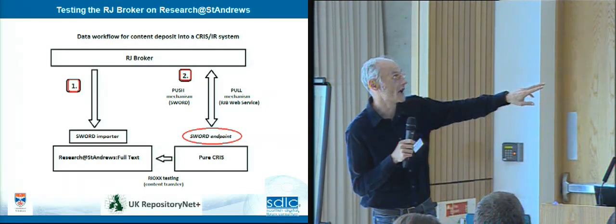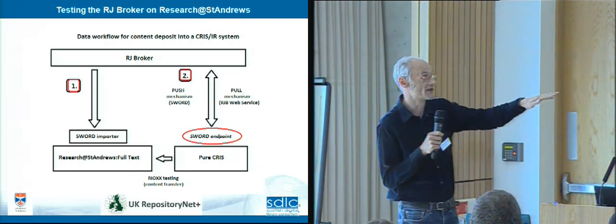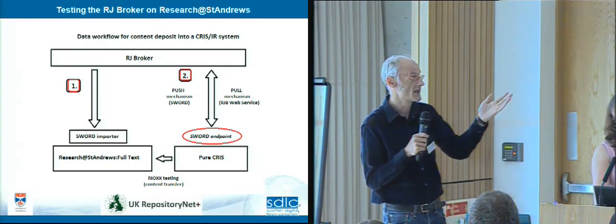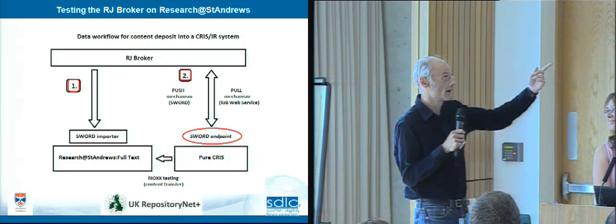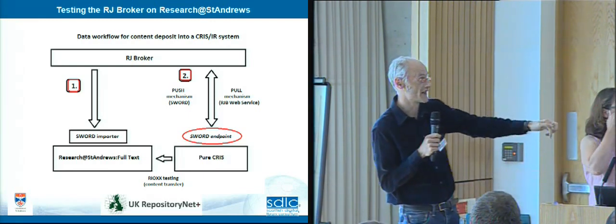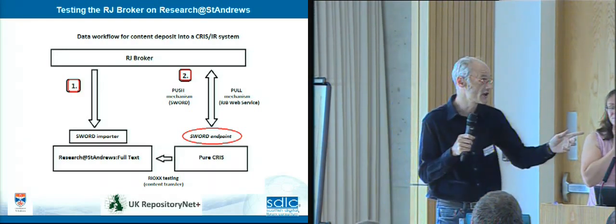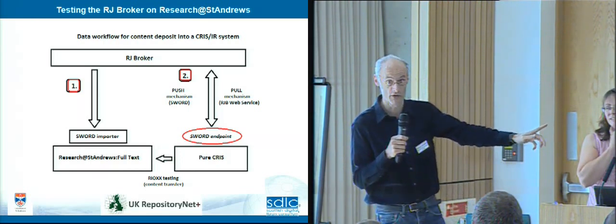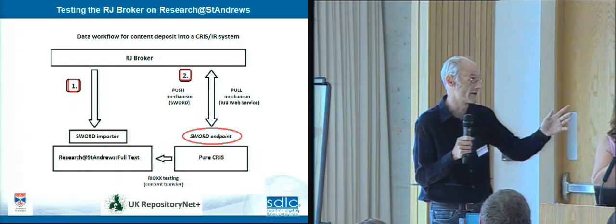This is the description of the two potential ways in which content could be automatically ingested into either the CRIS or the repository at St Andrews. The first one is through a SWORD importer, where the content gets directly ingested into the full text Research at St Andrews repository. We have to keep in mind that this is a full text only repository, so metadata only items could pose some issues in this regard.